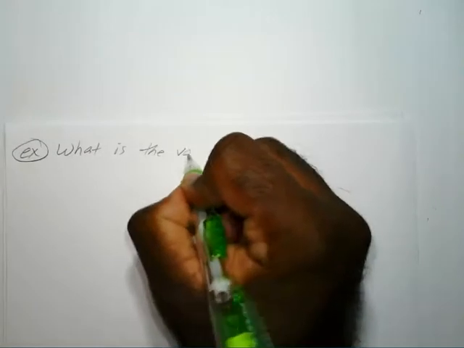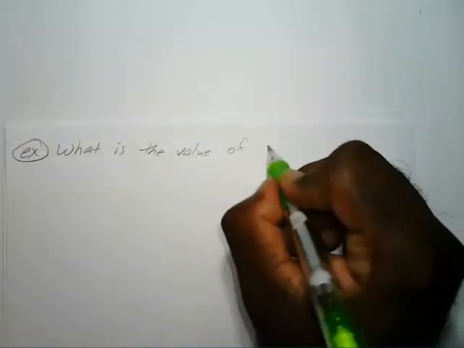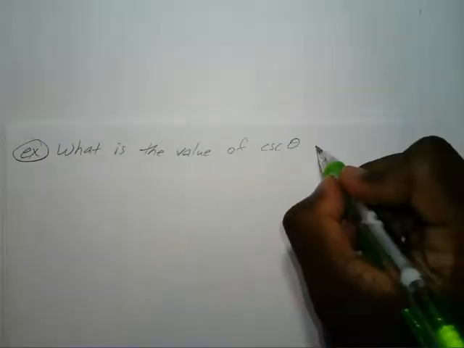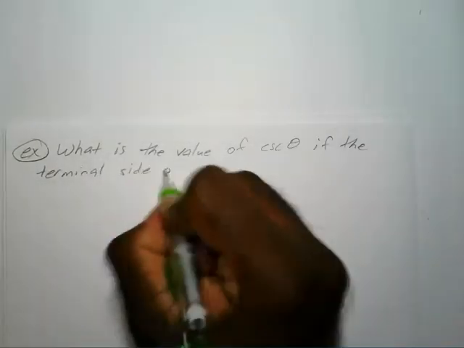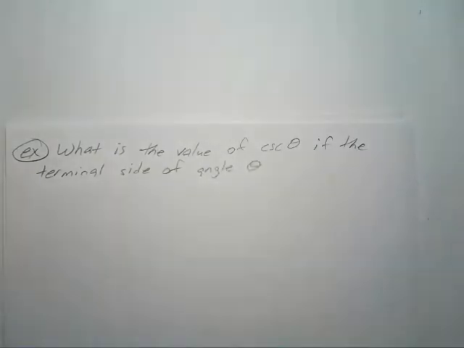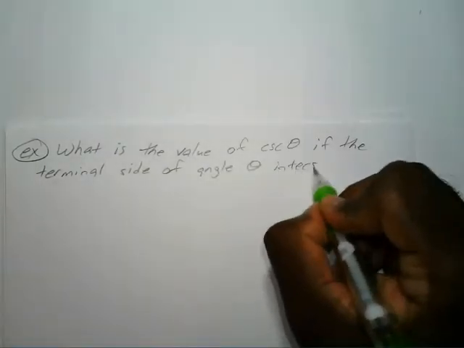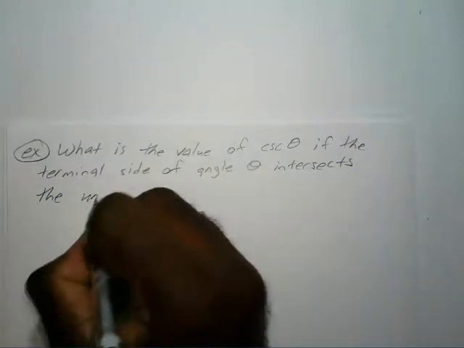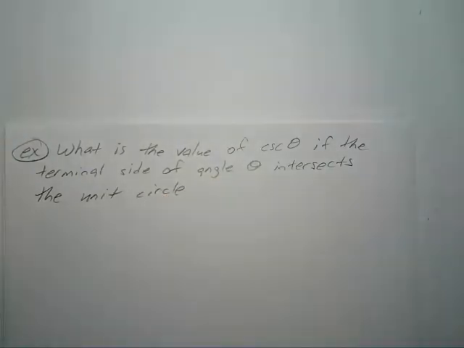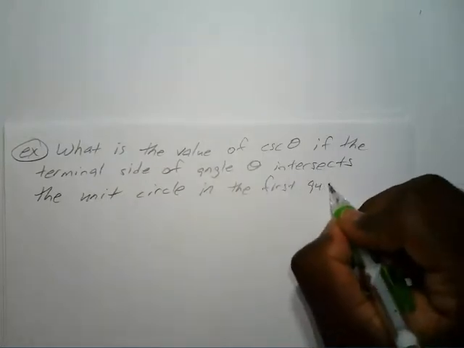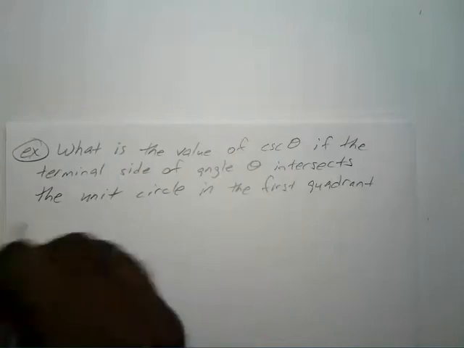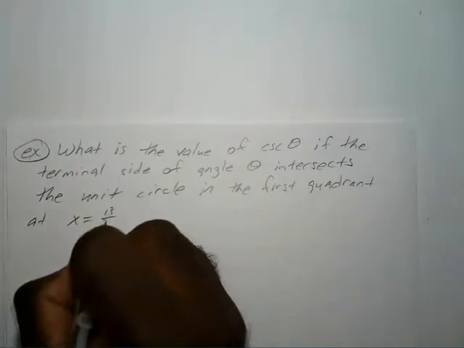For this example, we want to know what is the value of cosecant of theta if the terminal side of angle theta intersects the unit circle in the first quadrant at x equals 13 over 24.